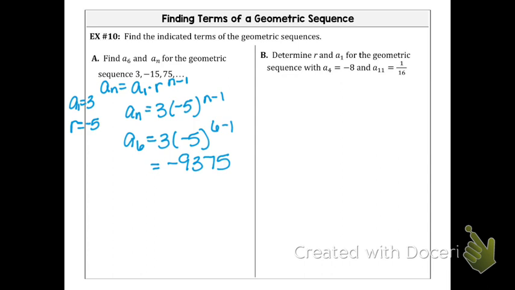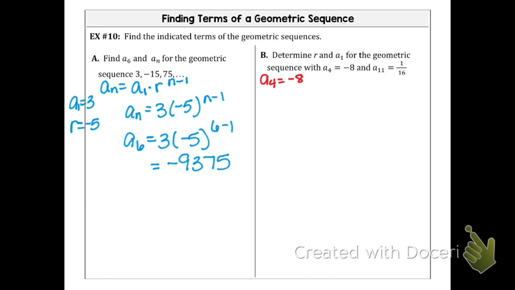Now B takes a little bit more work here. It says determine r and a sub 1 for the geometric sequence with a sub 4 equal to negative 8 and a sub 11 equal to 1 over 16. So we have two different equations there. My first one tells me a sub 4 equals negative 8. And so I know n is 4, a sub n would be negative 8. I just don't know the first term or the common ratio.